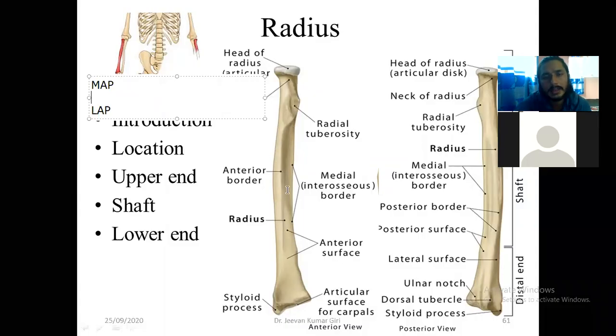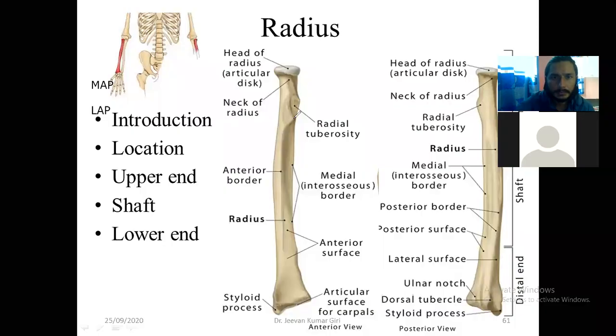Now in the anterior surface, you will see the muscles. The flexor pollicis longus muscle is here, and you will even see the insertion of the pronator quadratus muscle. That thing we'll see during the attachment of the muscles. So this is the anterior surface, between the anterior and the medial border, just remember. Then the lateral surface. So let me draw the borders first. Here is your anterior border.